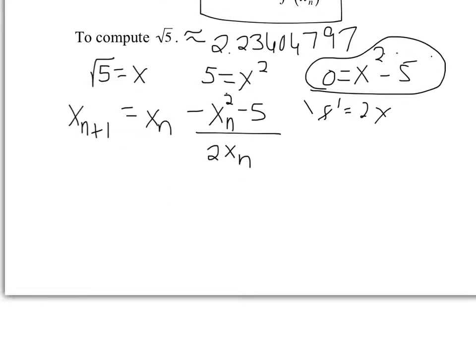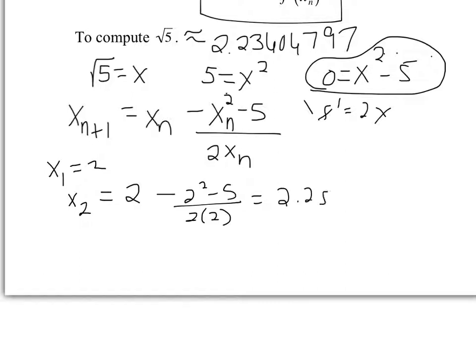So now I just need a starting value. I know the square root of 5 has to be close to 2. We know it's between 2 and 3, but it's closer to 2. So I'm going to use x1 as 2. That means my x2 is going to be 2 minus 2 squared minus 5 over 2 times 2. I just plugged a 2 in for all the x sub n's. When I do that, I get 2.25. Not too shabby. That's fairly close, but not close enough.